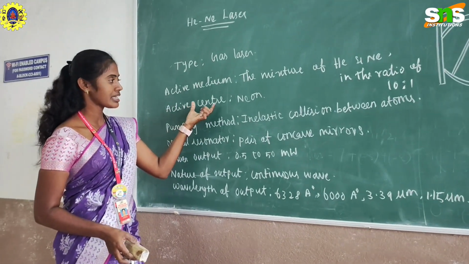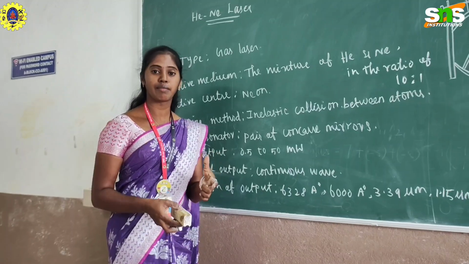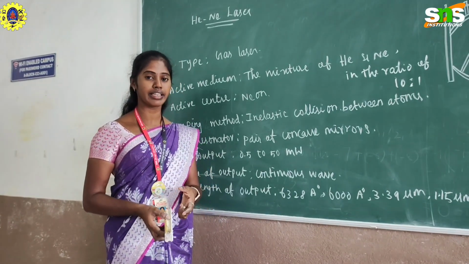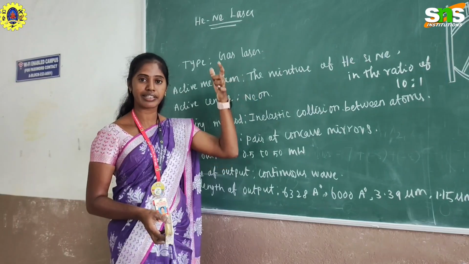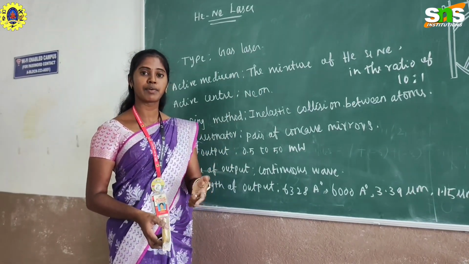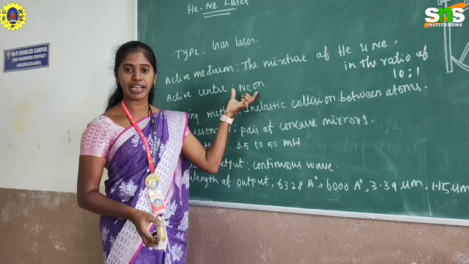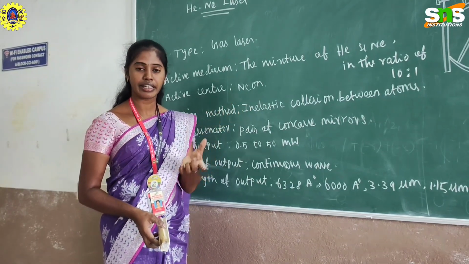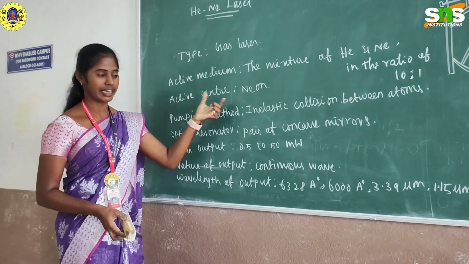The active center is neon. The molecule that produces the laser action is called the active center. Here the neon atom moving from excited state to the ground state produces the laser action. The neon atom plays the role in producing the laser light, so that is why it is called the active center.